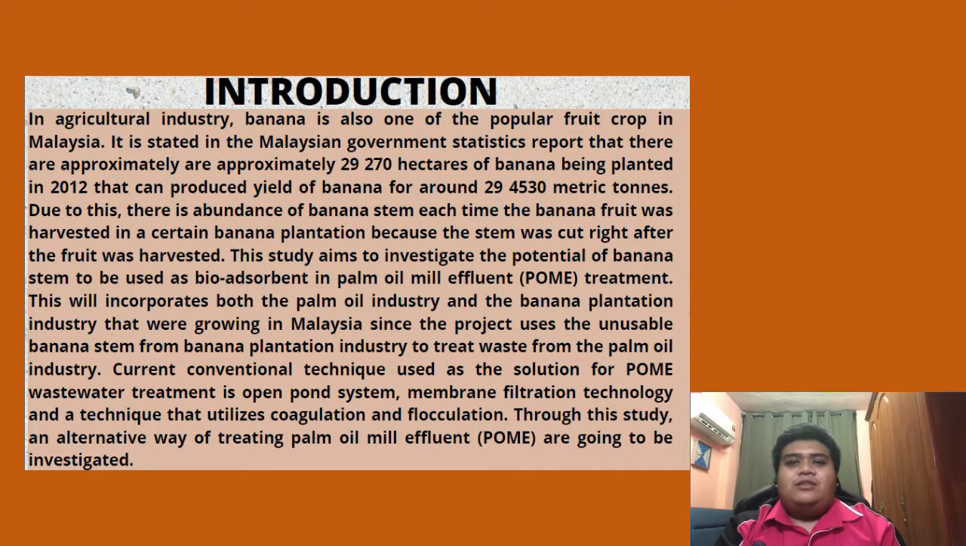Some of the current conventional techniques used as solutions for palm oil mill effluent treatment are the open pond system, membrane filtration technology, and a technique that utilizes coagulation and flocculation processes. Thus, through this study, an alternative way of treating palm oil mill effluent can be investigated, and an assumption can be made whether banana stem bioadsorbent is suitable for palm oil mill effluent treatment.